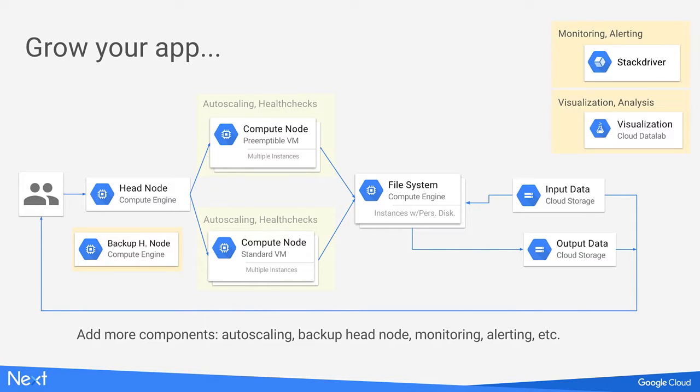Of course, we have the file system as before, and we're still using Google Cloud Storage for the ultimate backup. You might have added alerting and monitoring with Stackdriver. Maybe all of this is being computed and output somewhere, and then you want to visualize it or give your analysts an opportunity to do some interactive analysis after the computation. And of course, you might add a backup node.